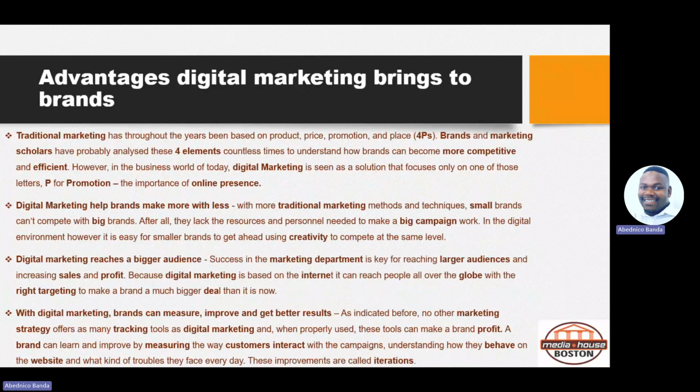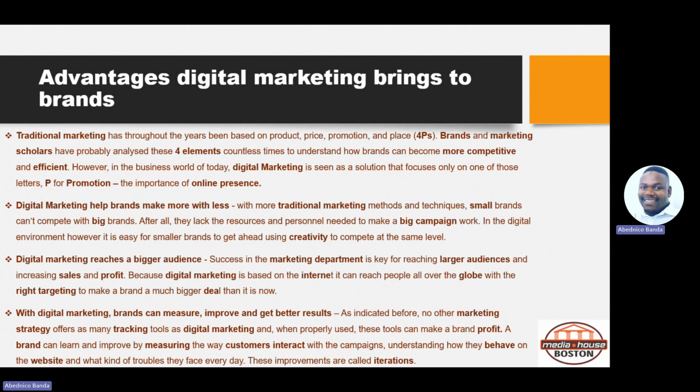So what are the advantages that digital marketing brings to brands? Why would brands consider using digital marketing instead of traditional marketing, or instead of not using marketing at all? The main reason is that, as I told you in the previous lesson, digital marketing is about promotion. You're promoting your brand, you're promoting yourself. All the things that we do, the statuses that we post, our pictures on statuses, one way or the other, we are promoting ourselves, our personal brand, our product. So it's all about promotion.